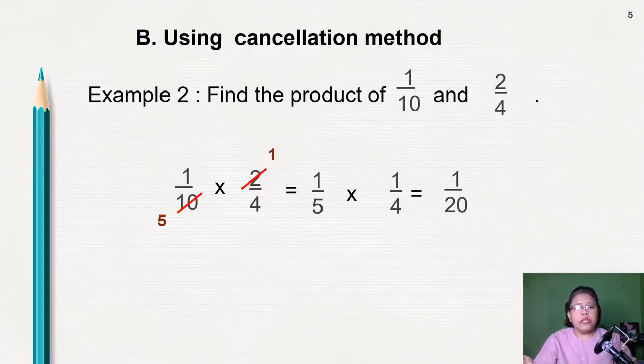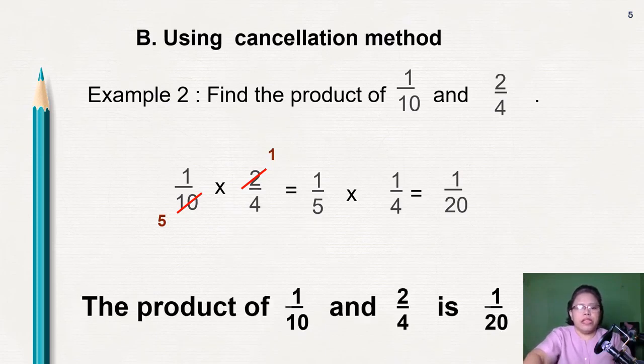Now, since ginamitan natin ang cancellation method, dumiretso ka na sa sagot. Kasi kinancel mo na yung 10 at 2 at the start. Okay? So, product of 1/10 and 2/4 is just 1/20. Okay?